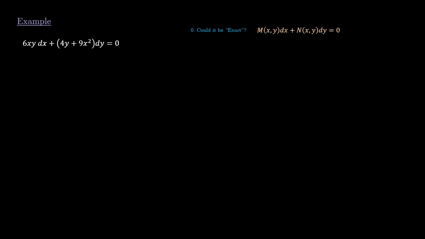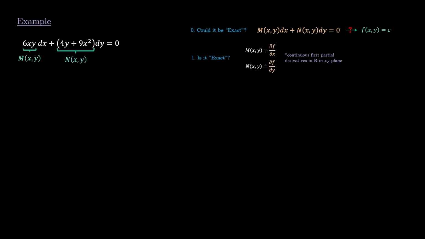So let's go ahead and do an example. Step 1, or step 0, is: could it be exact? Is it of the following form? Indeed it is, because we see our M and we see our N. Now the second part is, does it lead to a solution f(x,y) equal to constant c? So we try to prove: is it exact? In order for that, we have to see that M and N equal the first partials of f, where these are continuous in some region.